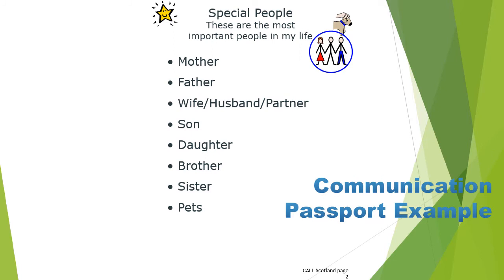Special people, so the most important people in that person's life. For example, the mother, the father, the wife, husband or partner, son, daughter, brother, sister. Do they have any pets? This would be different for each individual, so each person's communication passport would be different or similar.